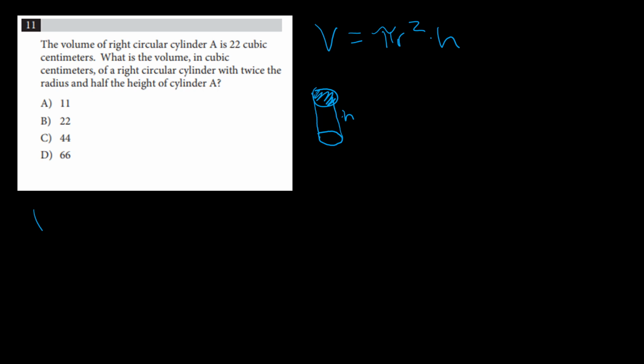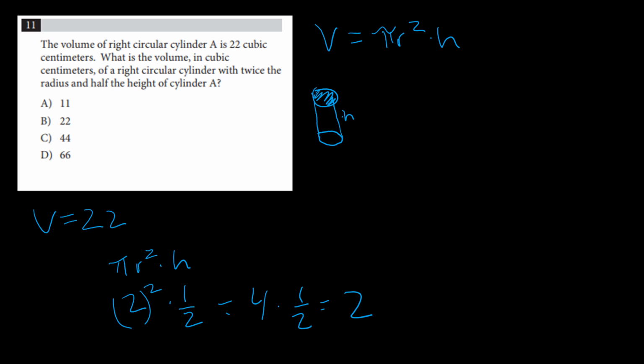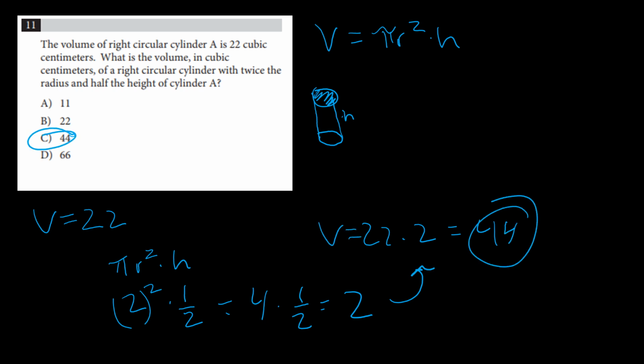So if we know our volume is 22, and we have pi r squared times h, if we double the radius, so 2 squared, and half the height, well, 2 squared is 4 times 1 half equals 2. This means our volume is going to double, and 22 times 2 equals 44 right there. Answer choice C.